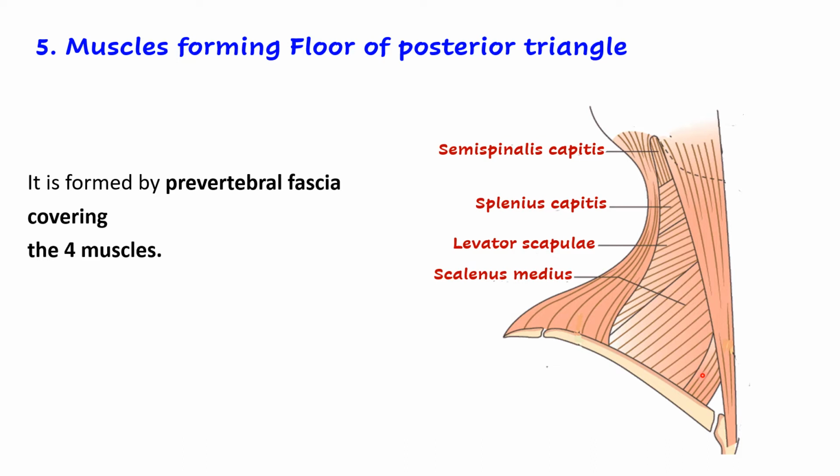But these scaleni do not form the floor because they are hidden, right? So these are the 4 muscles. Shall I repeat once again? From above downwards, they are semispinalis capitis, splenius capitis, levator scapulae, and scalenus medius muscle.